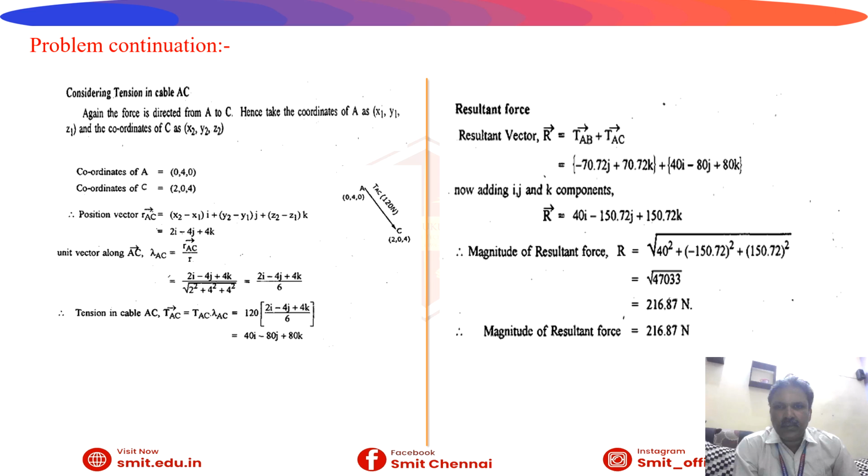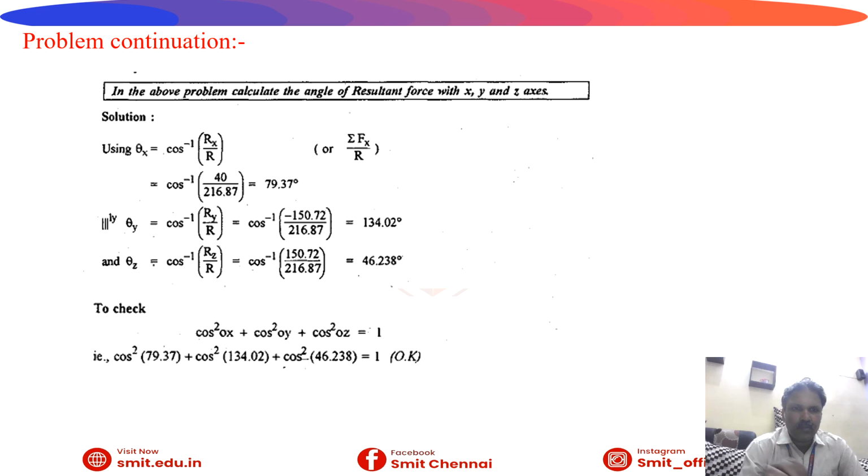Then what is the resultant? We have to add these two. What they have asked in the question is the resultant, so we have to add and combine, gathering all the i, j and k components. Finally you will get 40i minus 150.72j plus 150.72k. Then square all the values and take the square root, you will get 216.87 Newton. That is the magnitude of the resultant force.